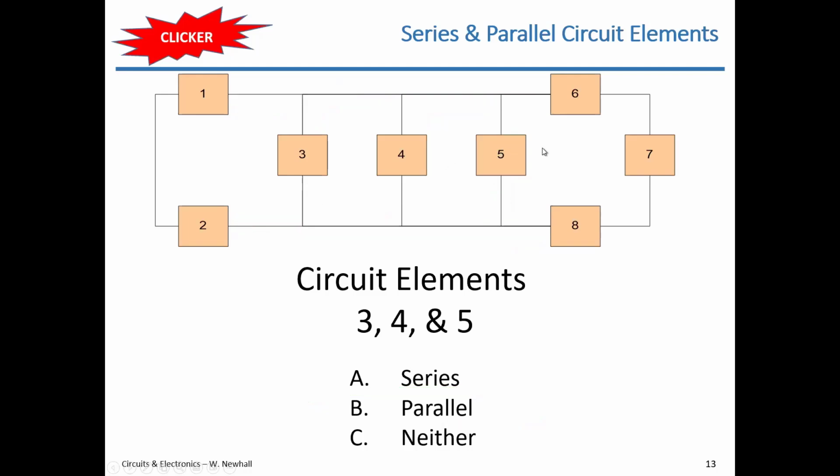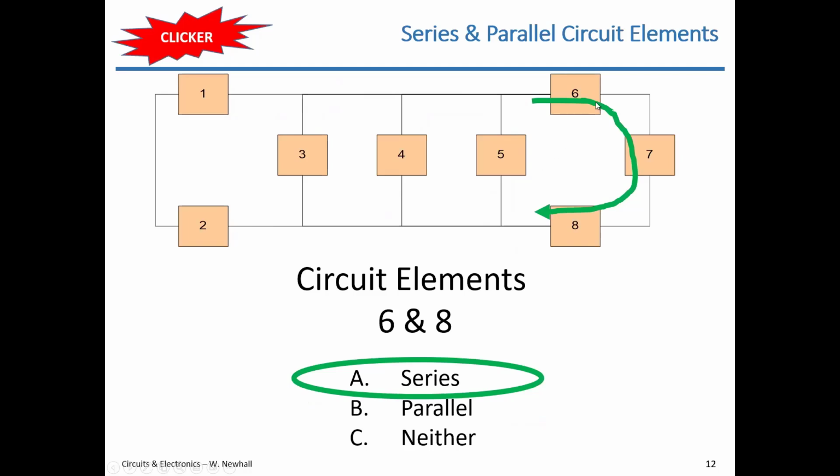So let's go back. Let me explain this other one. Someone had a question about this one. So why are 6 and 8 in series? Because if I have current flowing through 6 to the right, that same current flows through 8. Okay, there's no place else for that current to go.